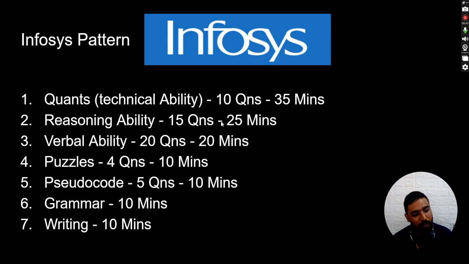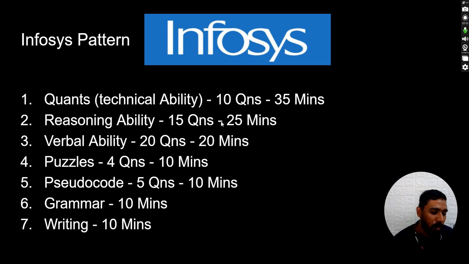The level of the questions when it comes to quantitative questions, for some reason they have named it technical ability. It's quantitative questions, basically questions based on time and work, time, speed, distance, profit and loss, percentages, all those things. So 10 questions, 35 minutes. And the level of the questions is actually very easy. It is less than moderate also.